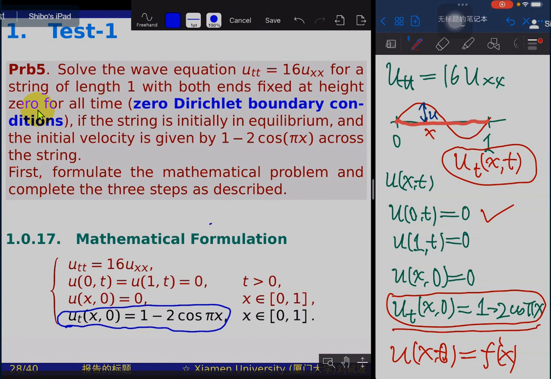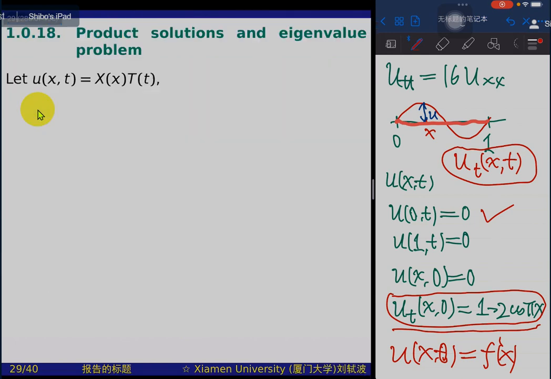You only have the equation and the boundary condition and the initial displacement. This is not enough. You still need to state the initial velocity. Okay. So this is the first question in this problem. Now let's go to the next question.